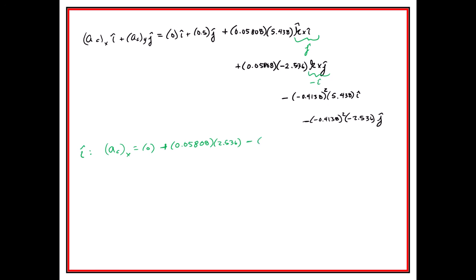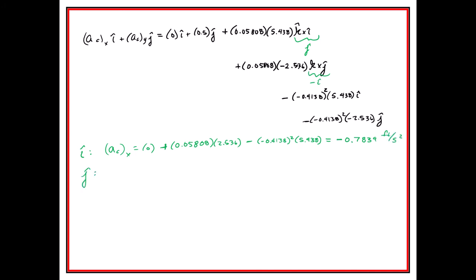Okay, and then a minus. We could keep that minus inside the parentheses. It doesn't really matter because it's going to get squared. And then 5.438 right there. So if we do that, what we end up finding is we have a negative 0.7839 feet per second squared.